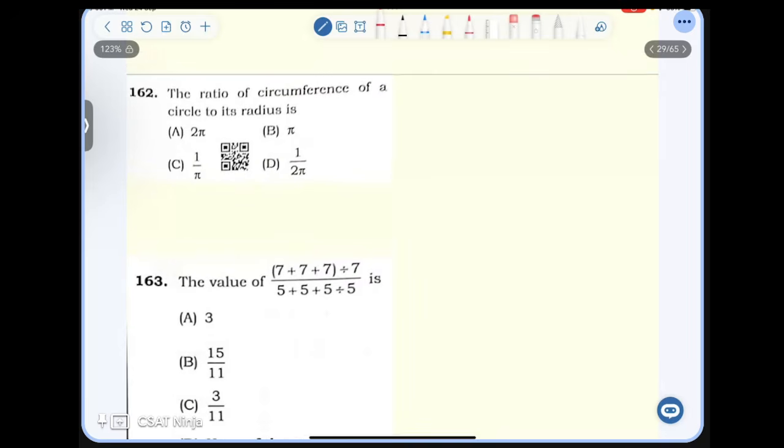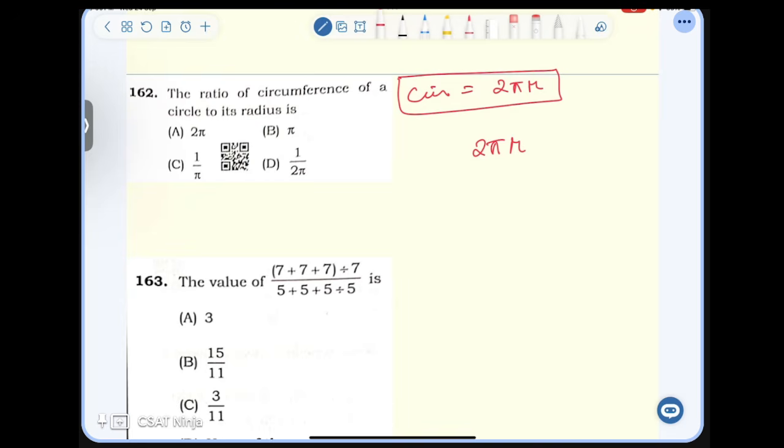Next is the ratio of the circumference of a circle to its radius. What is circumference of a circle? 2 pi r is the formula. It's just a formula-based question only. So what does it ask? The ratio of circumference to its radius. So r will cancel, which means 2 pi is to 1. 2 pi is to 1.